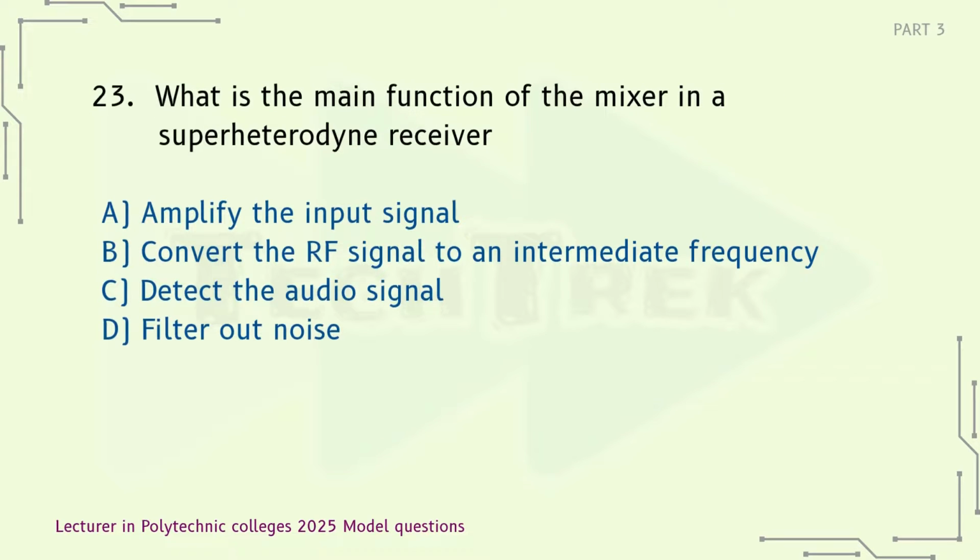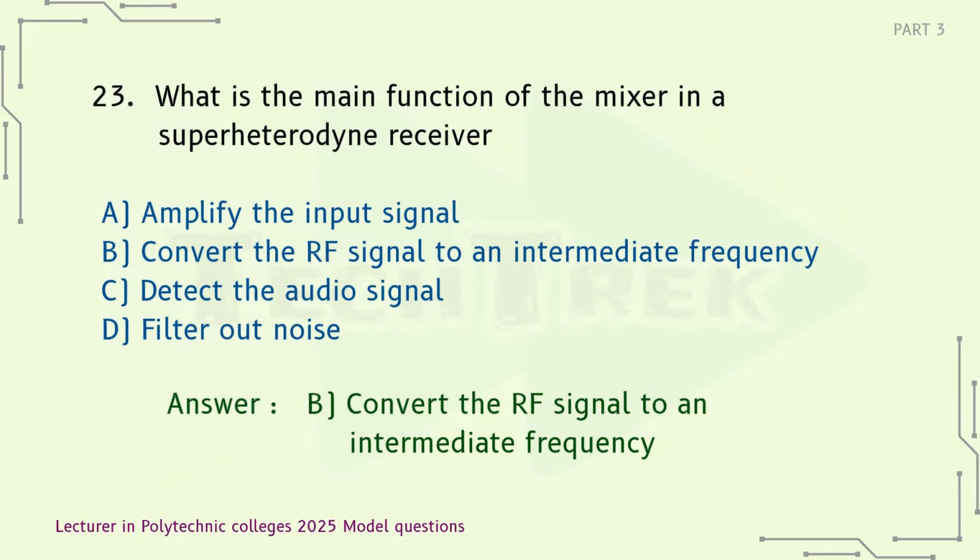What is the main function of the mixer in a superheterodyne receiver? A. Amplify the input signal. B. Convert the RF signal to an intermediate frequency. C. Detect the audio signal. D. Filter out noise. Correct answer is option B. Convert the RF signal to an intermediate frequency.